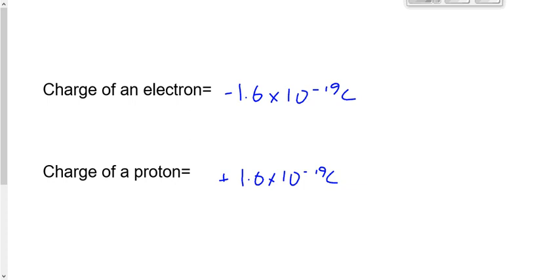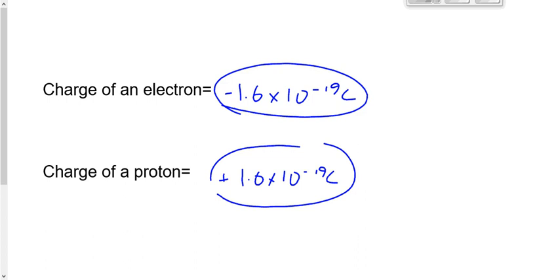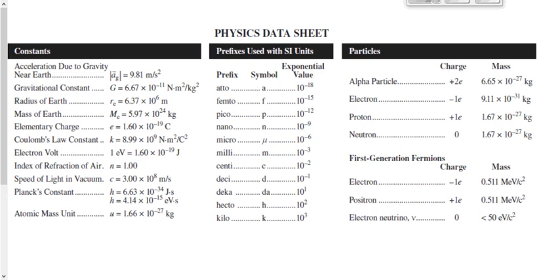Now, some of you may even remember these numbers from yesterday. Probably not. By the end of the unit, you probably will. But if you don't, you can always find them on your data sheet. Where on our data sheet can we find the charge of an electron or a proton? You got to look in a couple places, right?